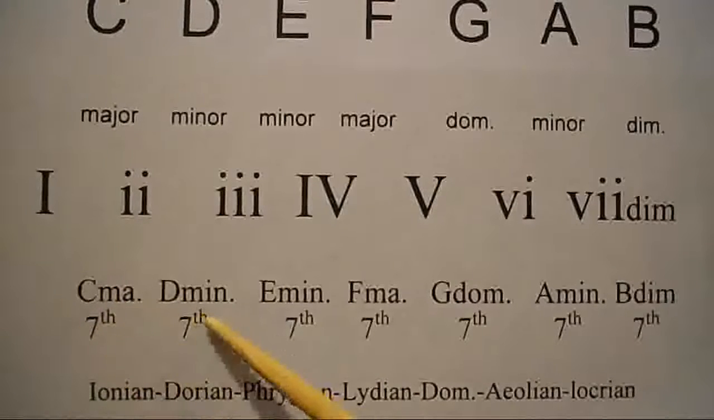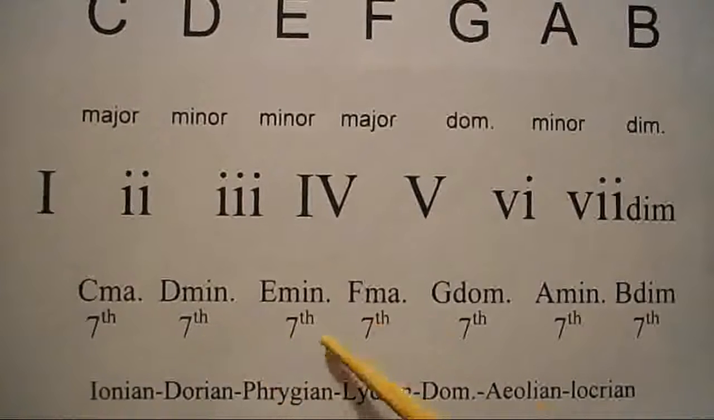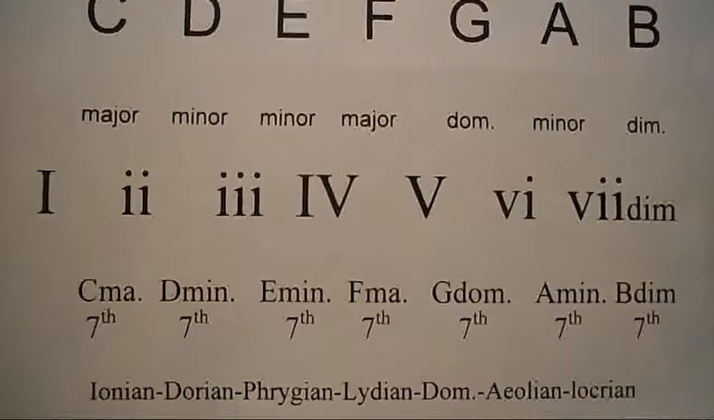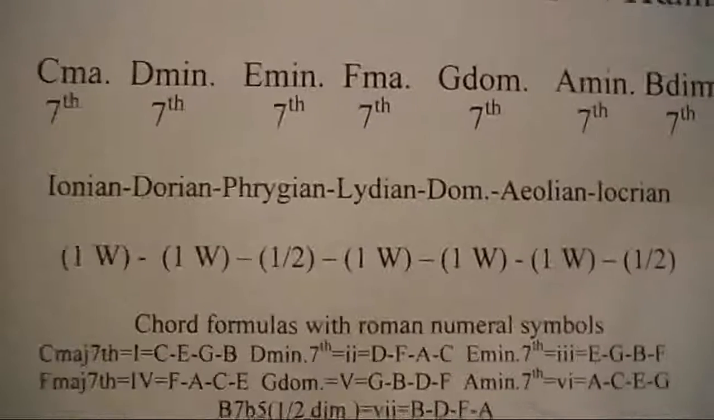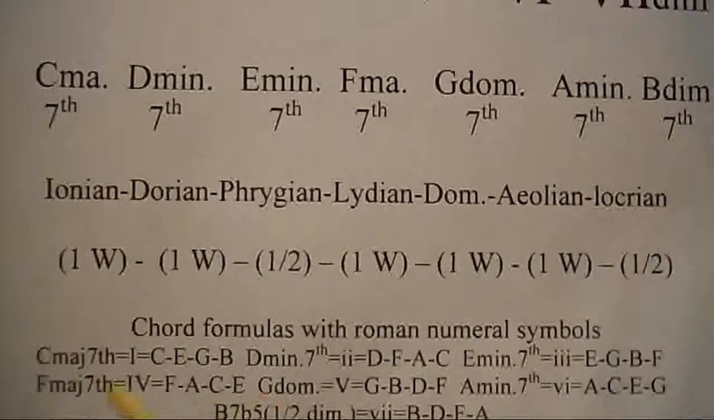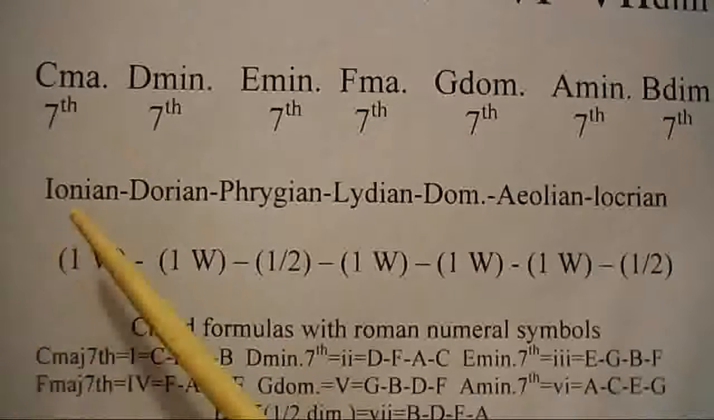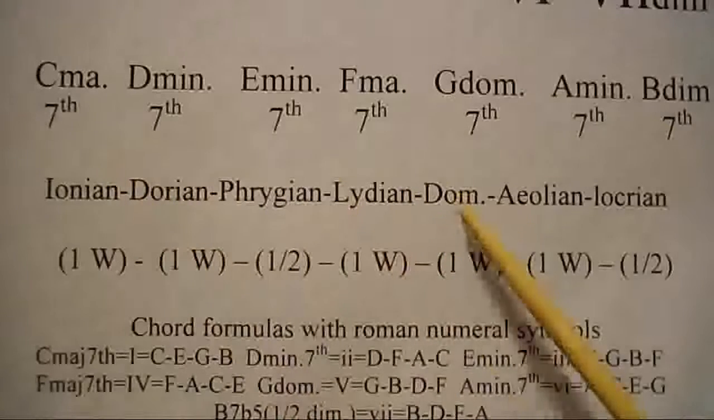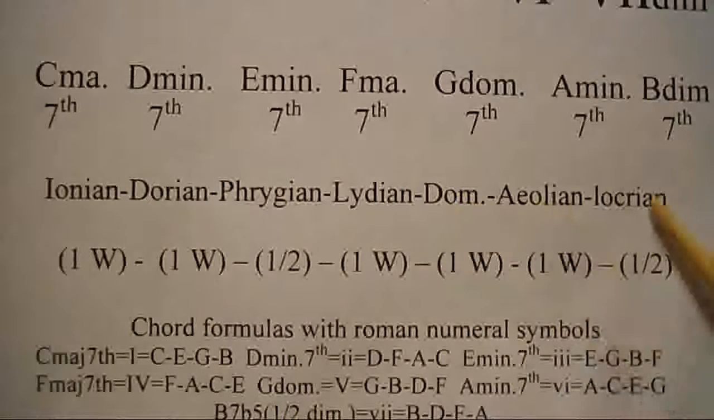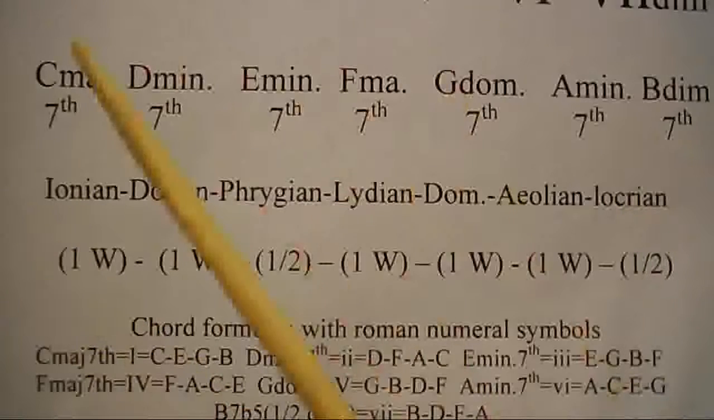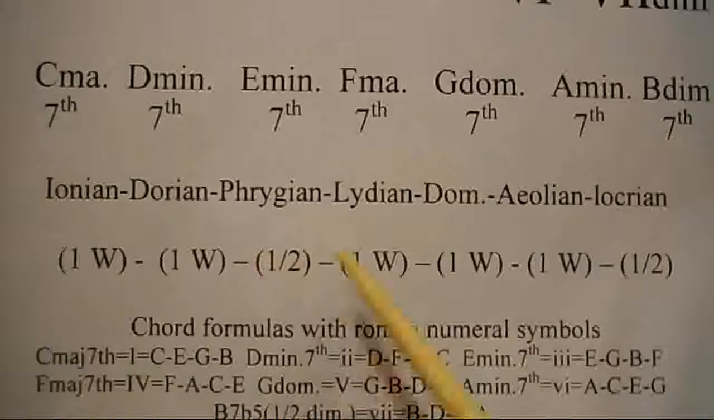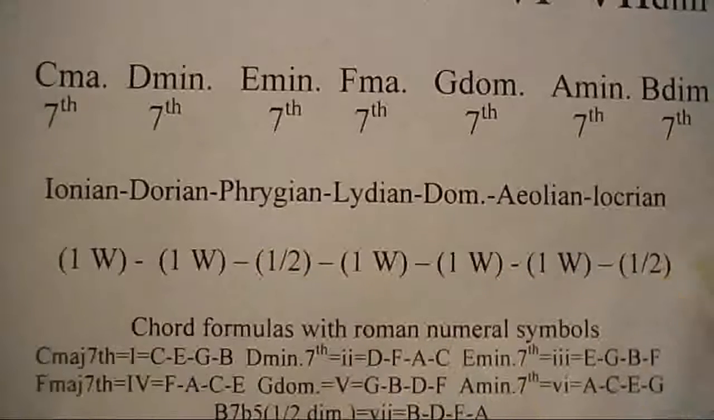C major 7th, D minor 7th, E minor 7th, F major 7th, G dominant 7th, A minor 7th, B diminished 7th. Down below here we'll have the names of the modes. The first would be Ionian, Dorian, Phrygian, Lydian, Mixolydian, Aeolian, Locrian in the top order. So we'd go whole step, half step, whole step, whole step, whole step, half step.